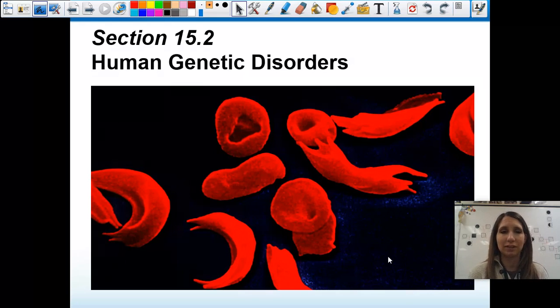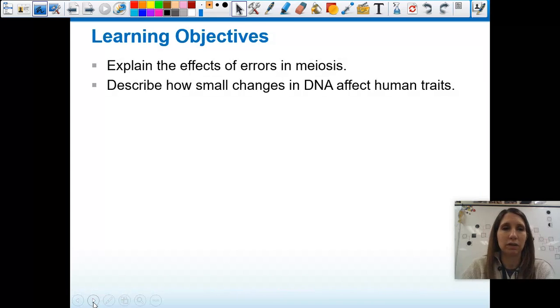And what we're looking at here on this slide is a picture of some red blood cells that are misshapen. And this misshapen structure of these red blood cells is representative of a genetic disorder called sickle cell anemia. We'll talk about exactly what that is here as part of this section. All right. So go ahead and get, again, the title jotted down and we'll move on.